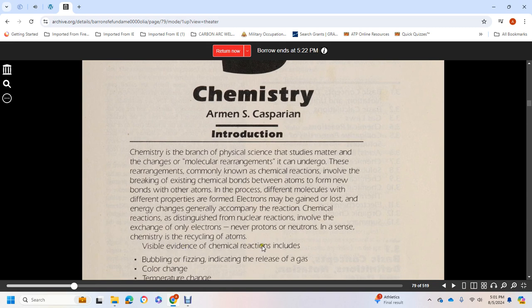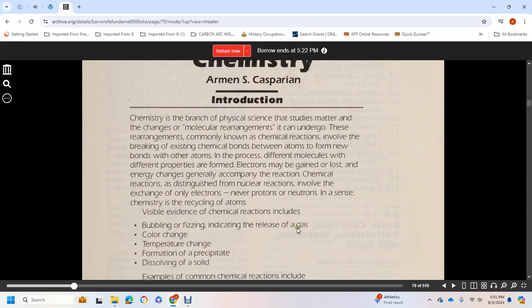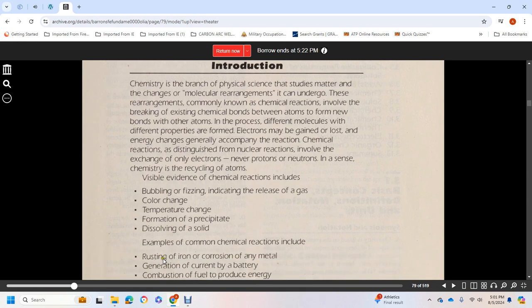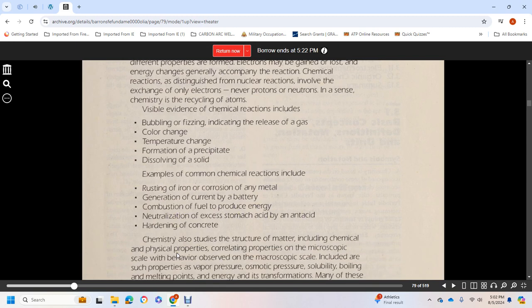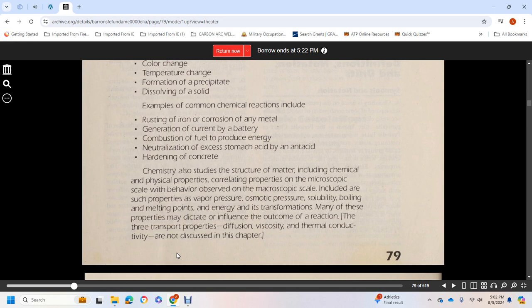Visible evidence of chemical reactions includes bubbling or fizzing, indicating release of gas, color change, temperature change, formation of a precipitate, and dissolving of a solid. Examples of common chemical reactions include rust, iron corrosion of many metals, electricity generation by a battery, combustion of fuels to produce energy, neutralizing of stomach acid by an antacid, and hardening of concrete.